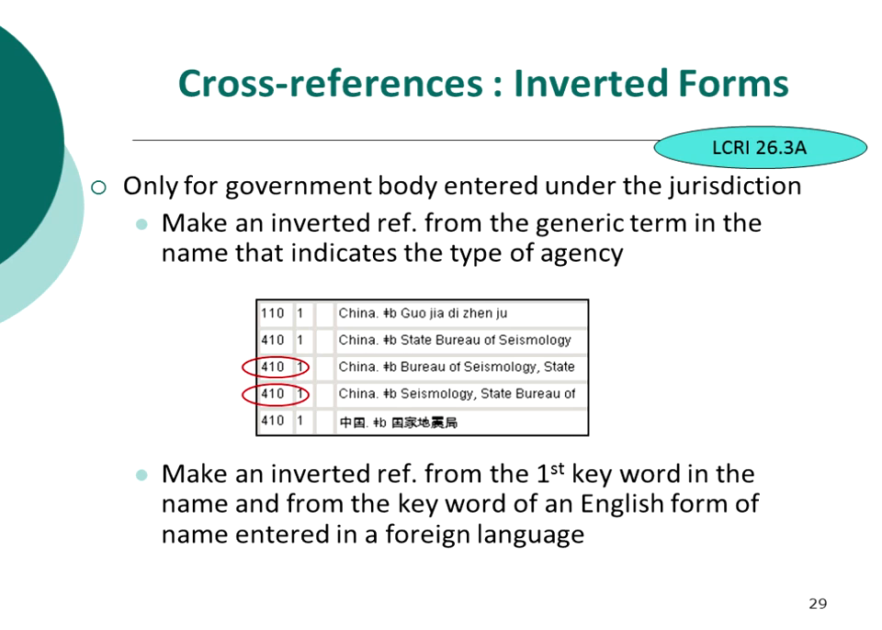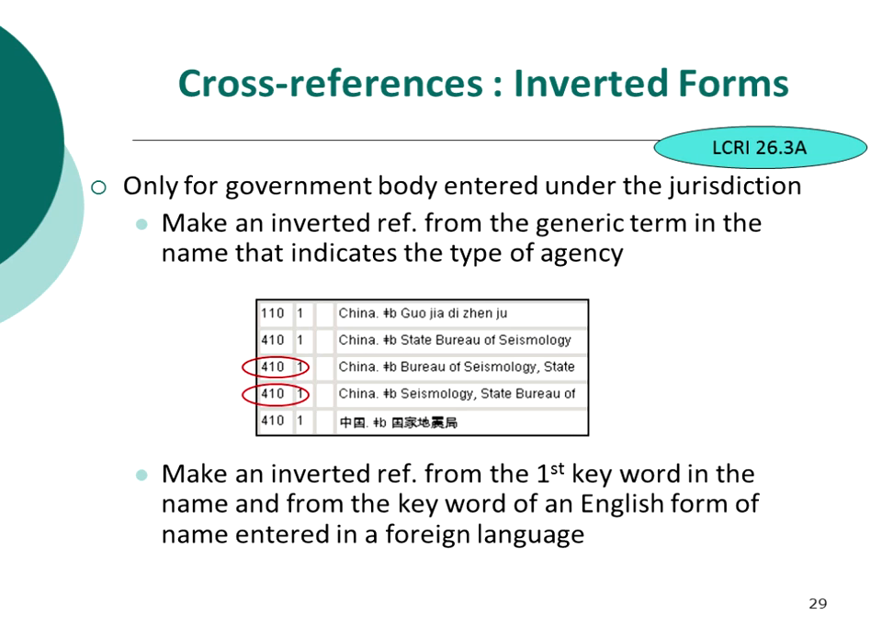The second situation where we need to consider an inverted reference is when we make an inverted reference from the first word in the name and from the keyword of an English form of the name, if that name is entered in a non-English language form. Again, let's look at our example.